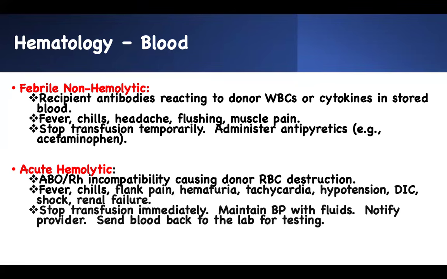And therefore, you're going to have bleeding, hypotension, and tachycardia. You can have DIC. Your urine would look dark. You're going to have renal failure. You get shock. What do you need to do? Stop the blood immediately, like we talked about, keep the IV fluid going, notify the healthcare provider, send the blood to the blood bank, and monitor the patient.